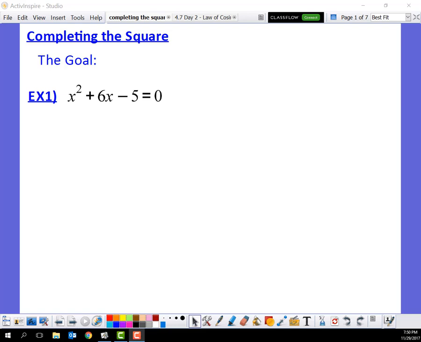Getting ready to do a lesson for you on completing the square. If you're in my Algebra 2 class currently, that is section 4.5 from your textbook.